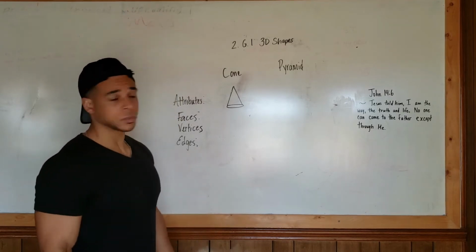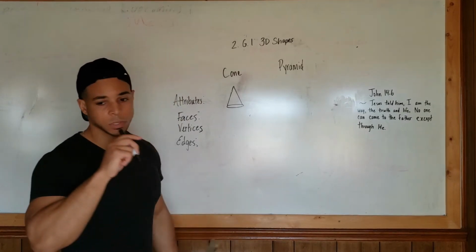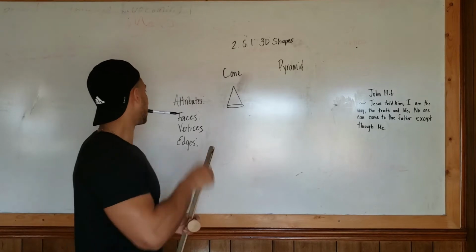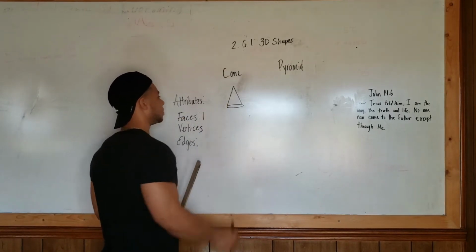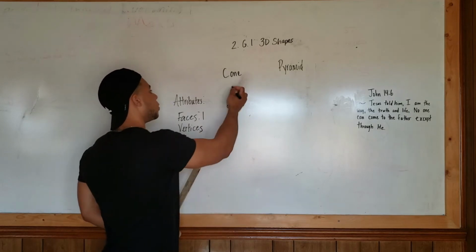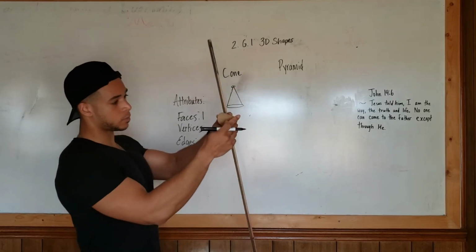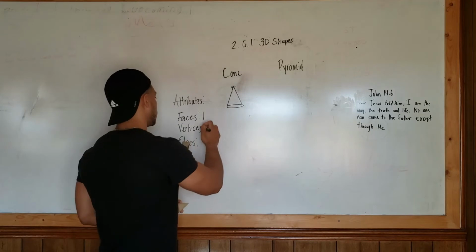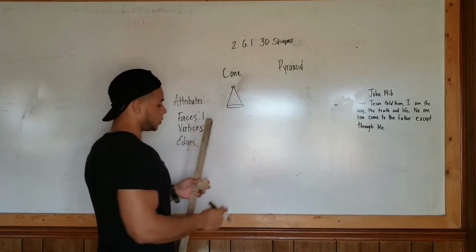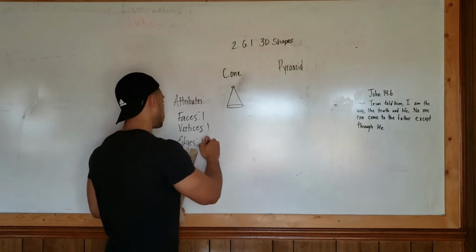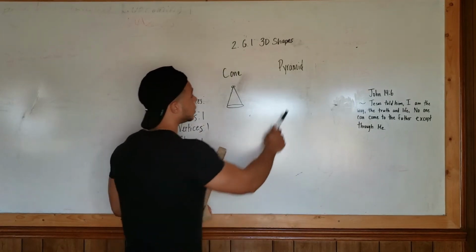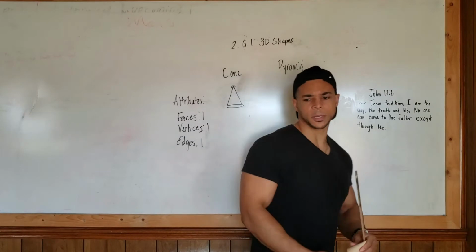And then I grabbed the cone so you can look at it while we're going over your attributes. If you look at your cone right here, you got your one face. Easy. You got one vertex, you can see it up there, or you can see it right here. And then you got one edge. If you were to rub your finger on the edge of that cone, it's only one of those. Easy work for your cone. Easy one to remember. Let's go on to your pyramid.